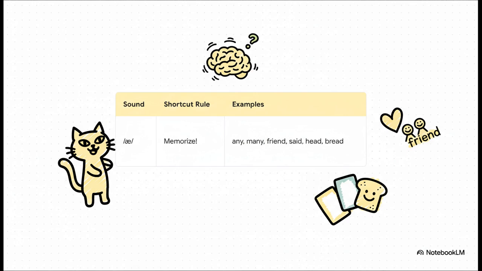And last but not least, we have the true oddballs, the rebels. For these words, I gotta be honest, there's no real shortcut, no cool rule to memorize. These are just common words that you just have to learn by heart. The good news is the list is pretty small. We're talking about words like friend, said, head, and bread.